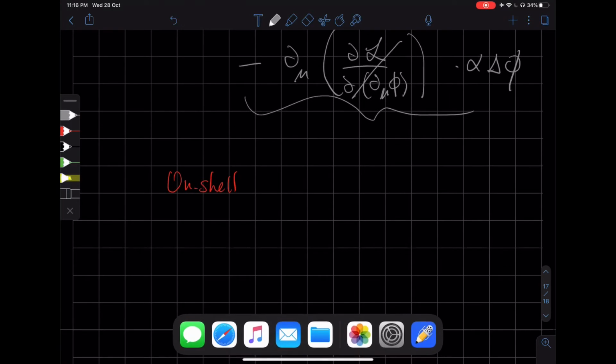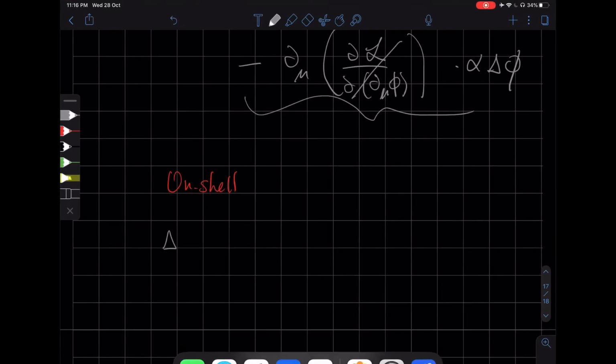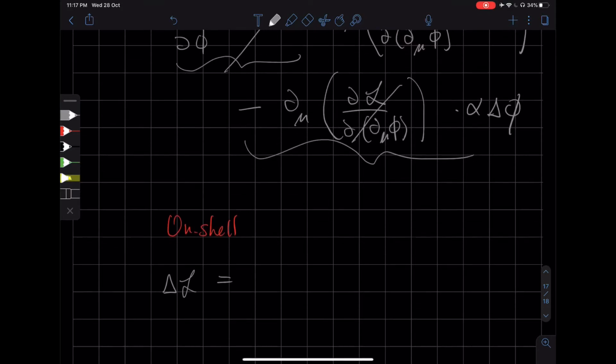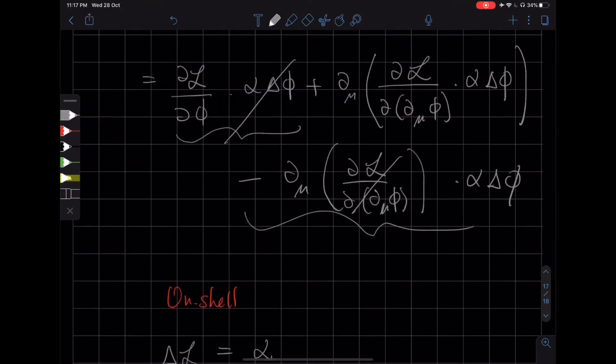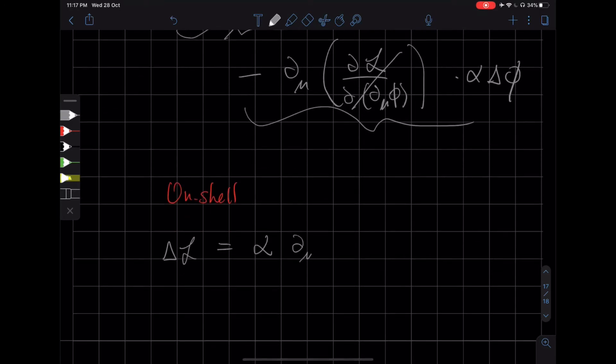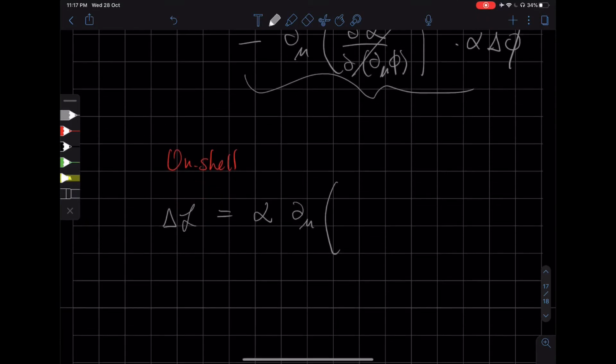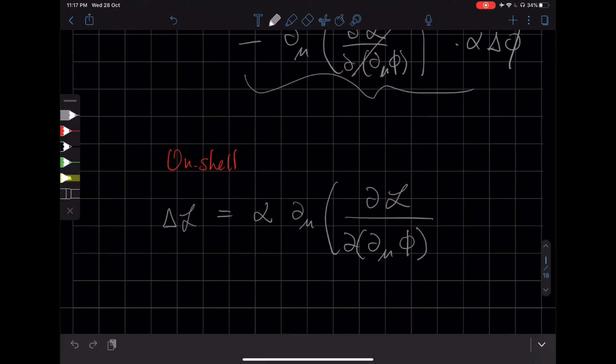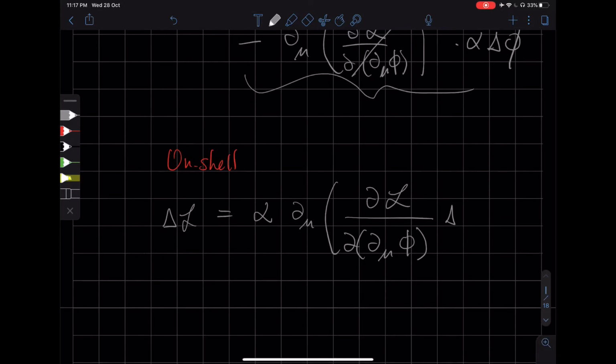And therefore, the change in the Lagrangian is given by alpha, which is a constant, so we can factor it out, times del mu, and then we have del L divided by the derivative with respect to the derivative of the field, times del of phi.